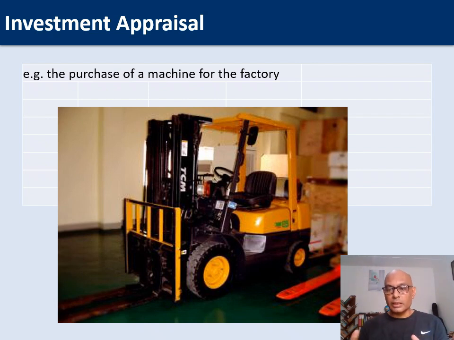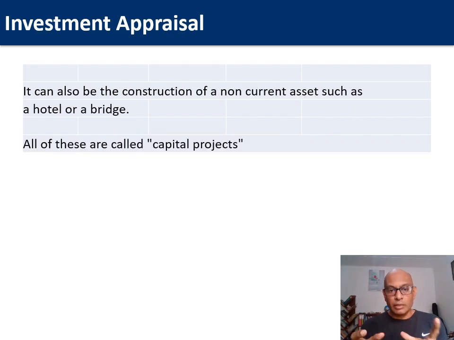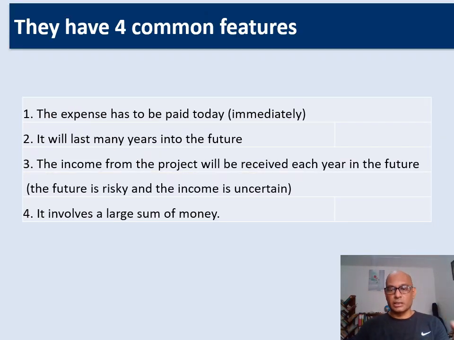Now, a non-current asset can be, for example, a forklift truck that you purchase for your factory. You can buy an entire factory, which consists of buildings, land, machinery, and a whole bunch of things. It can also be something like the construction of a hotel or a bridge. All of these are called capital projects. These projects have four common features.